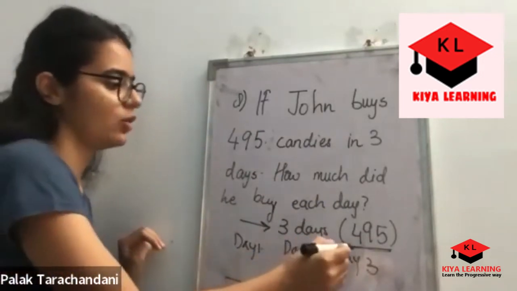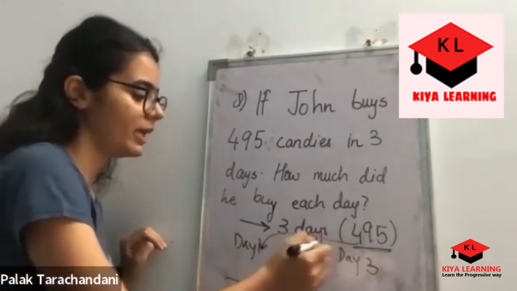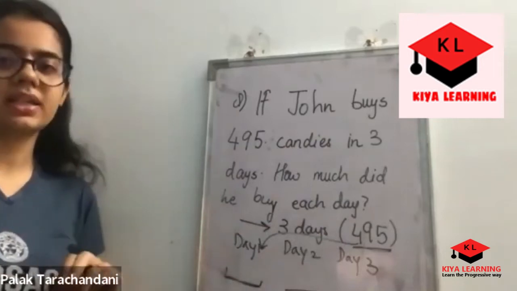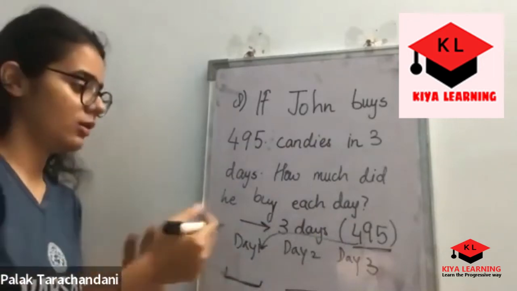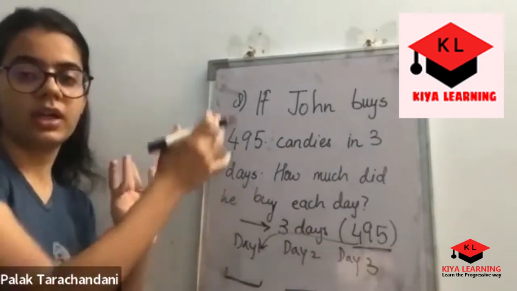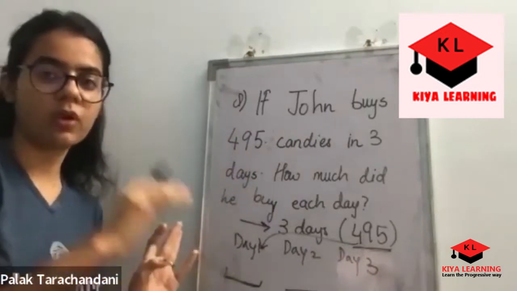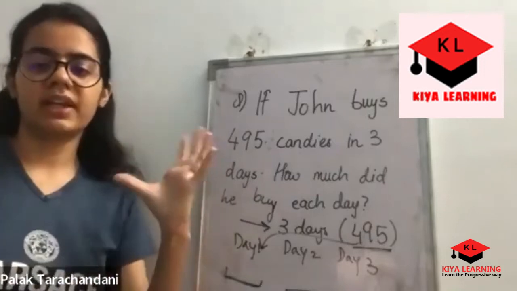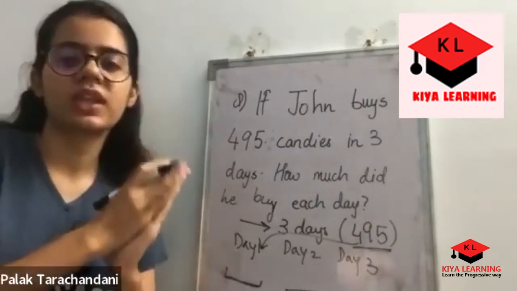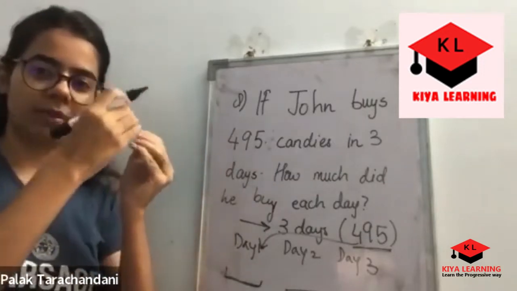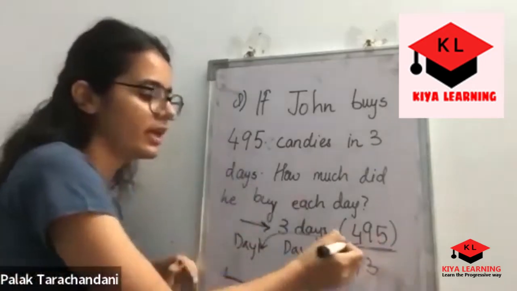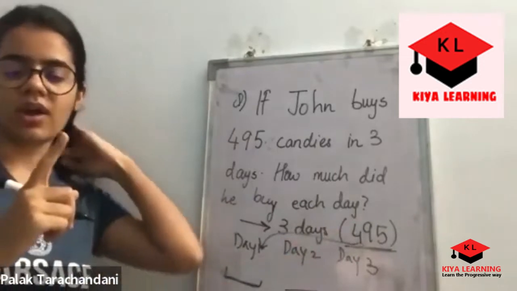What you have to do is tell me how many candies he bought in 1 day. Each day means in 1 day how many candies is he buying. So make sure you understand what data is given in the question and what the question is asking you. So there is a big number, right? So 495 is actually the sum total of 3 days. And you have to determine a lesser number, right? For 3 days, the value is given, 495. For 1 day, you have to calculate.